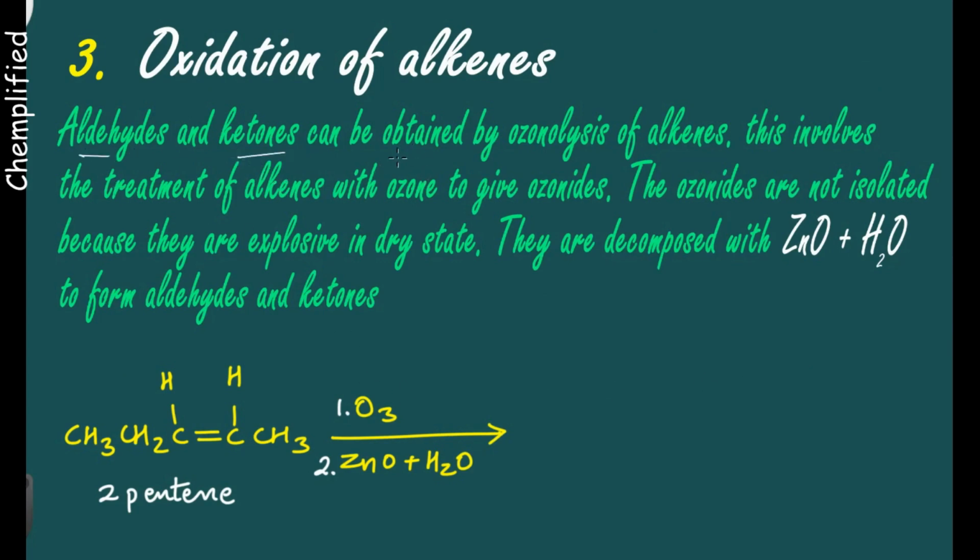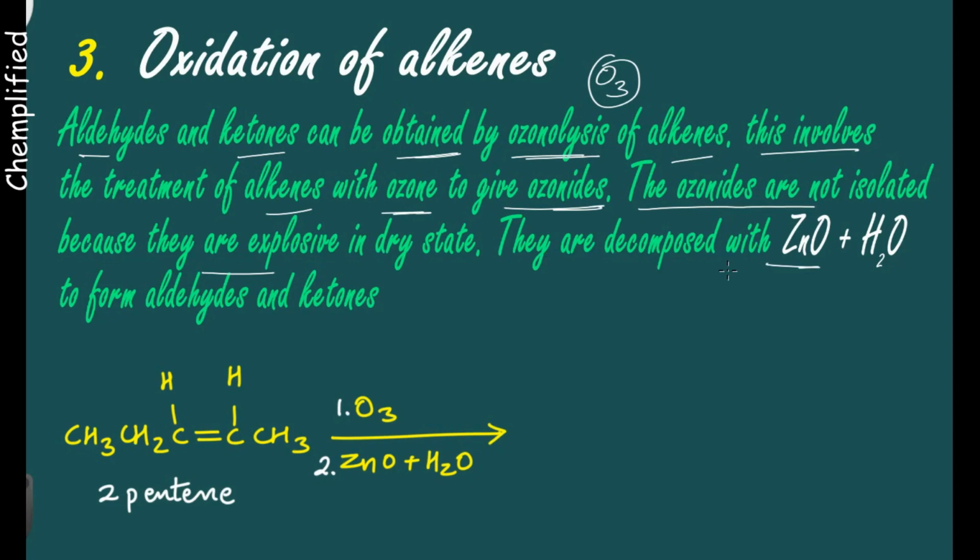Aldehydes and ketones can be obtained by ozonolysis. It simply means you are going to use O3. Ozonolysis of alkenes involves treatment of alkenes with ozone, that is our O3, to give ozonides. The ozonides are not isolated because they are explosive in nature in dry state. They decompose with ZnO and H2O to form aldehyde and ketone.